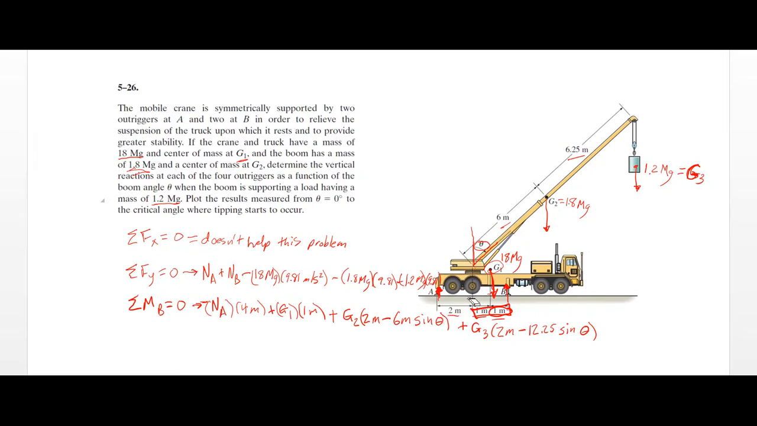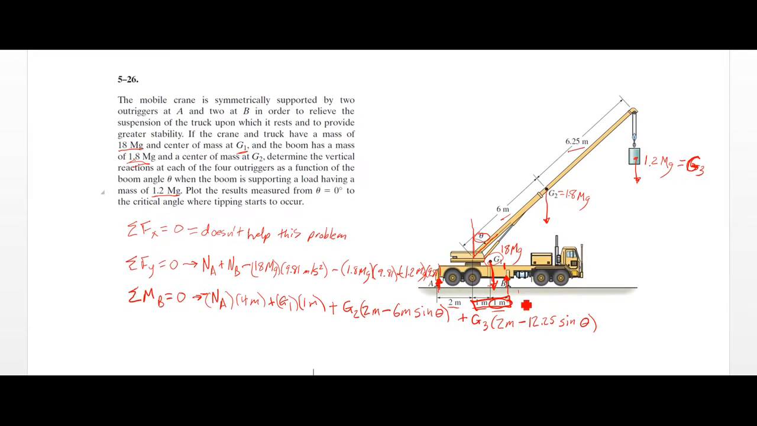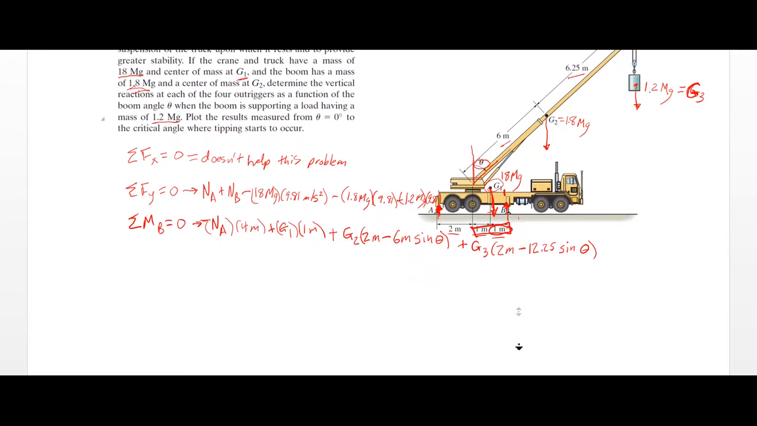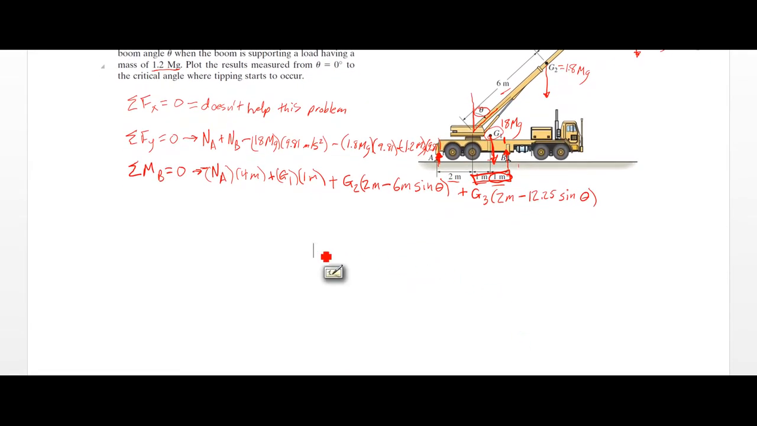Get rid of those. And let's see if I can scroll here. Okay, so we'll continue working through this.